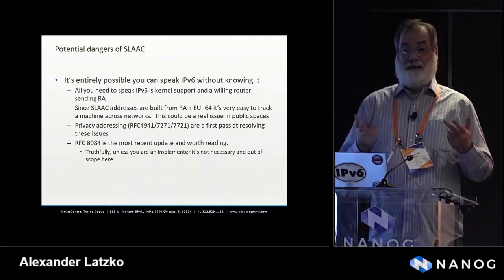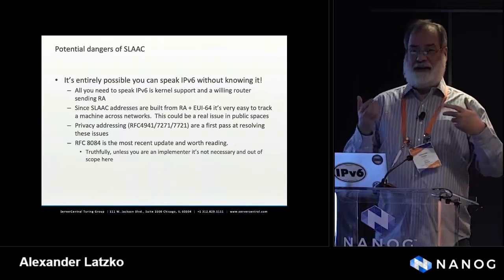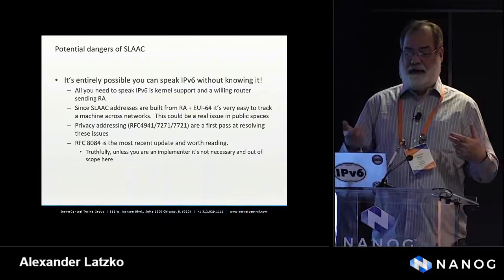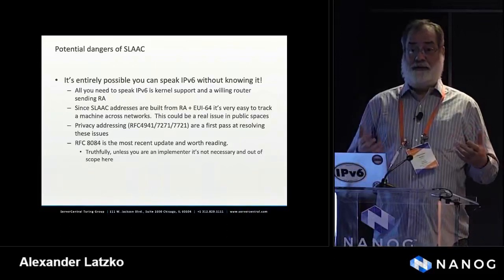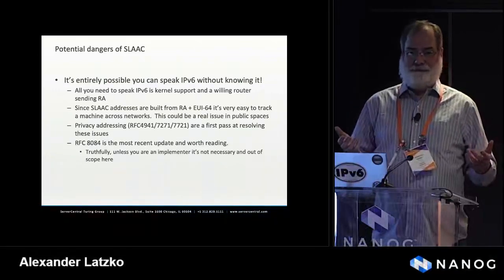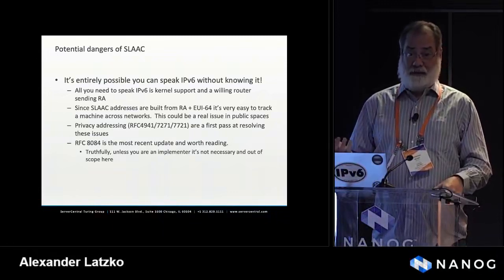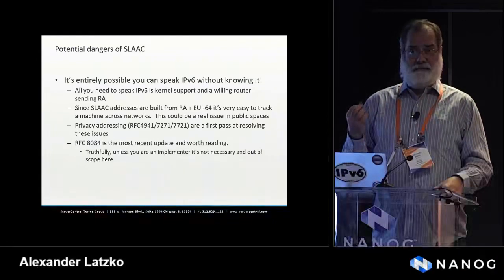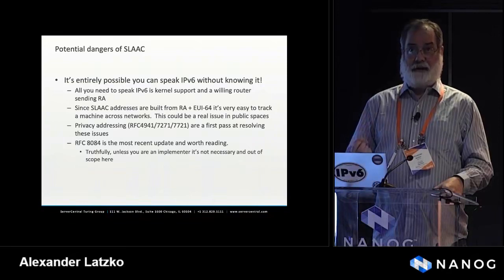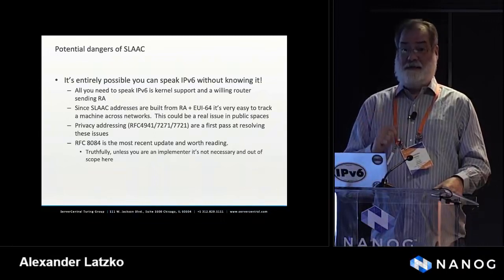There are privacy addresses which do rotations. The original ones you could actually walk backwards on. 8981 is the most recent RFC covering this. Truth is though, unless you're a developer, don't worry about it, because unless you're a developer putting it in the kernel, you can't do anything anyway. I believe Windows 10 does support it in the most recent release. OS X, I've been told, supports it since one release back, although I've not actually done a sniff to prove that, so don't take me at my word.